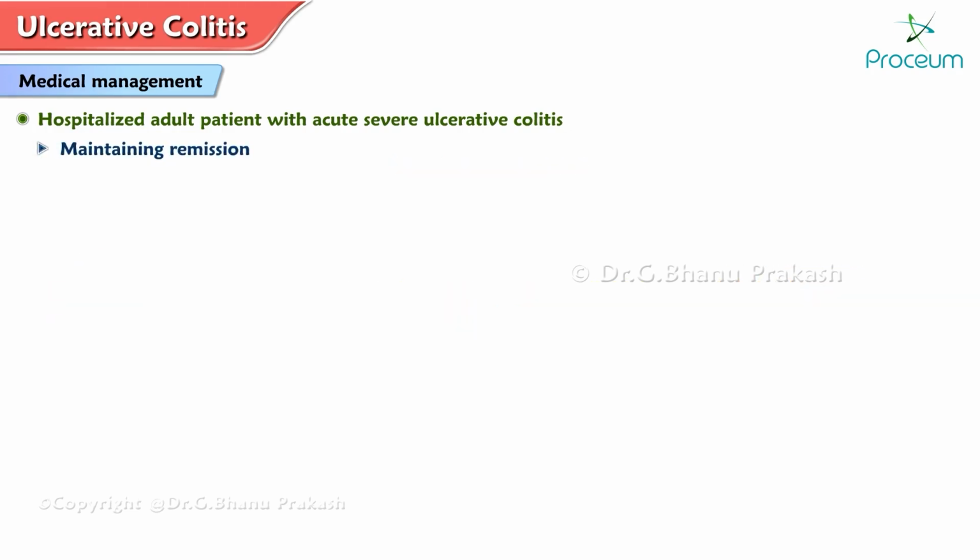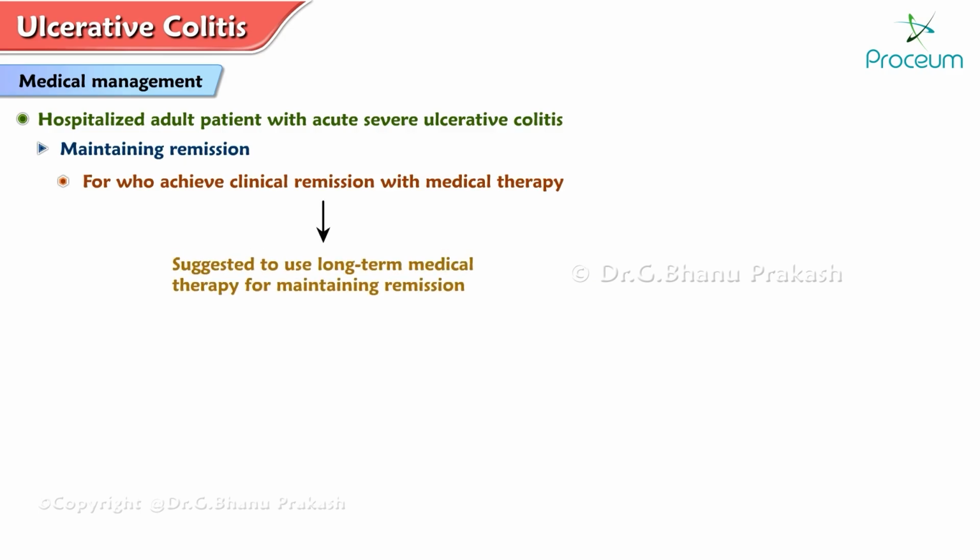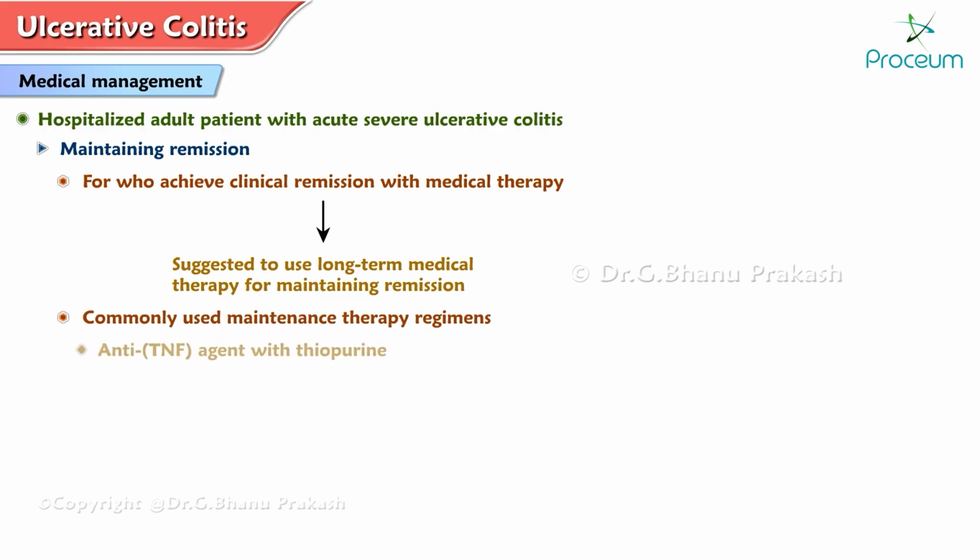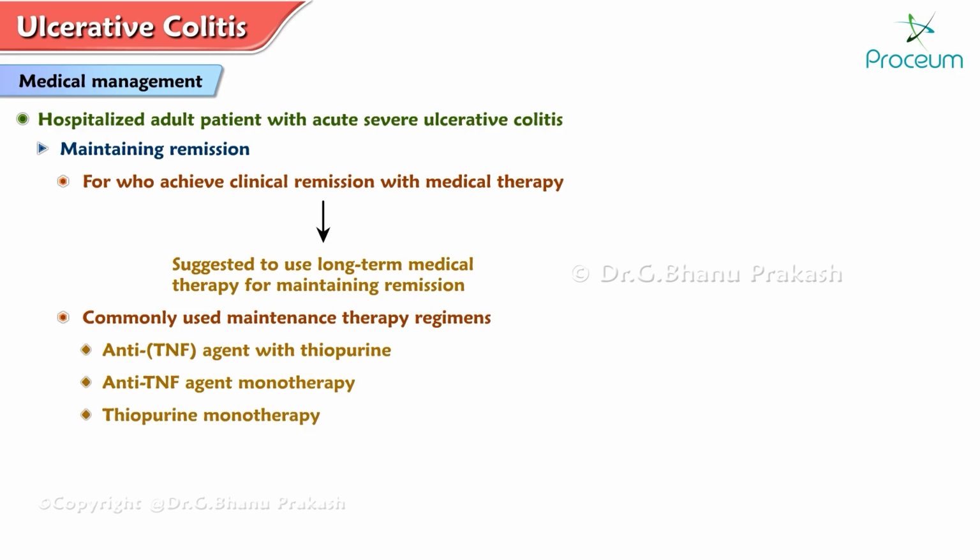Maintaining remission. For patients with acute severe ulcerative colitis who achieve clinical remission with medical therapy, it is suggested to use long-term medical therapy for maintaining remission. Commonly used maintenance therapy regimens include an anti-tumor necrosis factor agent with a thiopurine, anti-tumor necrosis factor agent monotherapy, or thiopurine monotherapy.